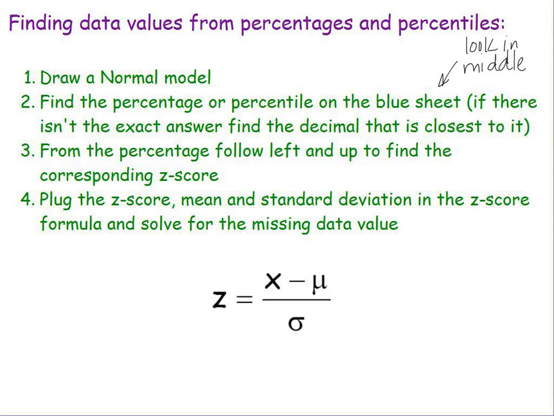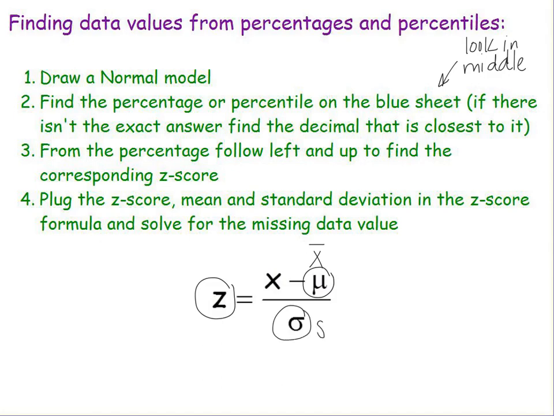Now, there's going to be many times where there isn't the exact answer that matches, so you're just simply looking for the decimal that is the absolute closest to the percentage that you need. Then, once you found the percentage, follow left and up to find that corresponding z-score. Then, once you're done, you're going to plug the z-score in, so you'll know that guy. You'll automatically know the mean, another name for x-bar, and you will automatically know the standard deviation, or another name for s.